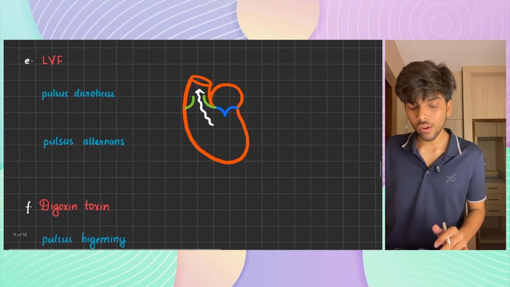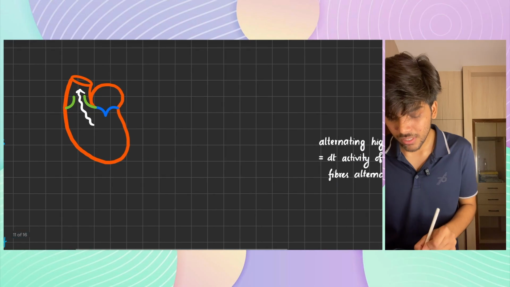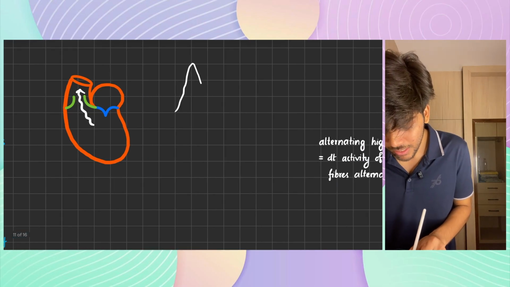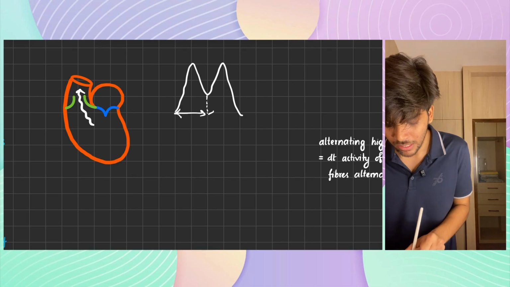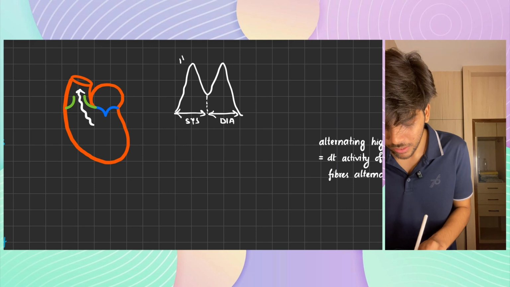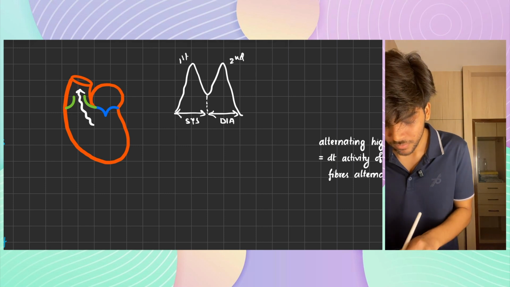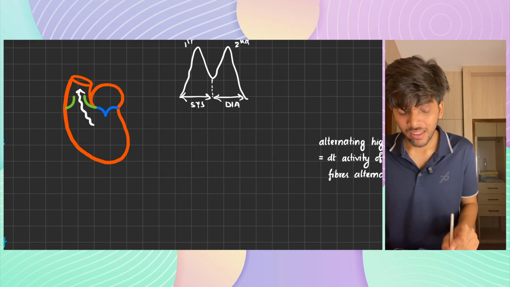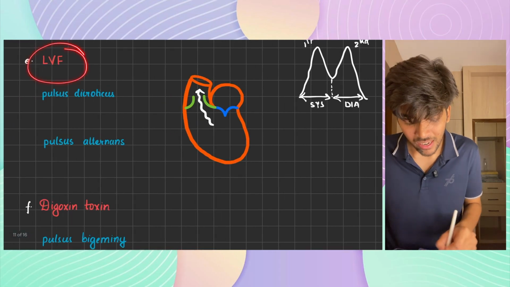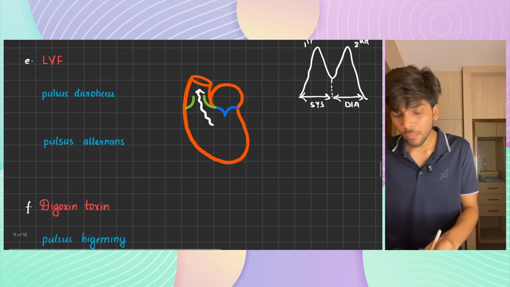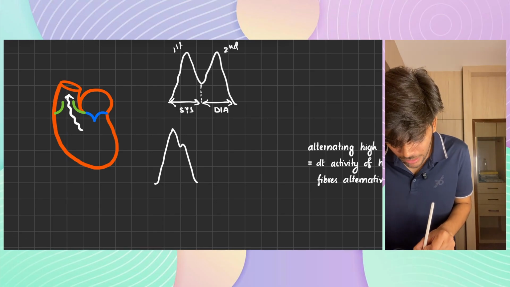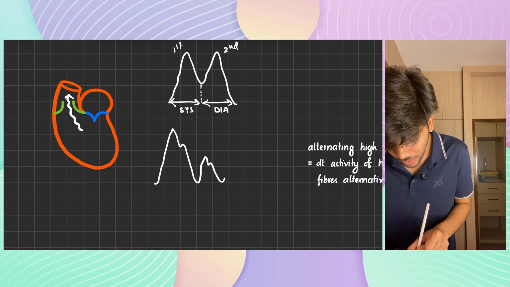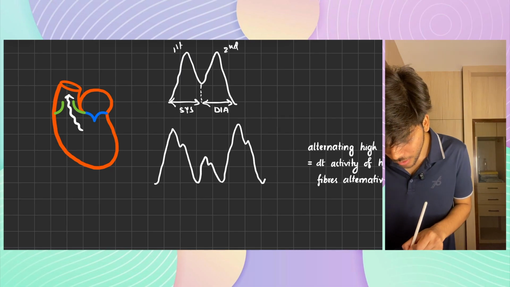Next, left ventricular failure. Here also you get pulsus dicroticus. One peak in systole and the other peak in diastole due to the exaggeration of dicrotic wave. Systole, diastole, first peak, second peak. What you also get in left ventricular failure is pulsus alternans. In pulsus alternans, you have alternating high volume and a low volume pulse. Again, a high volume and a low volume pulse.